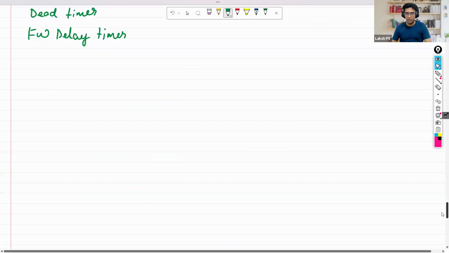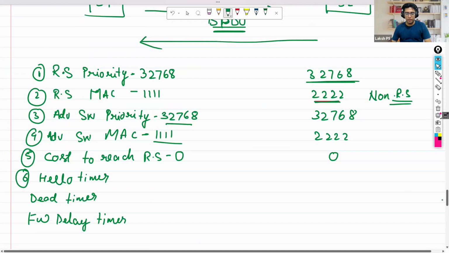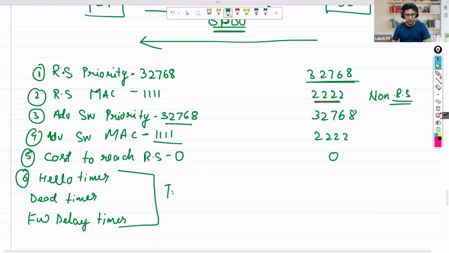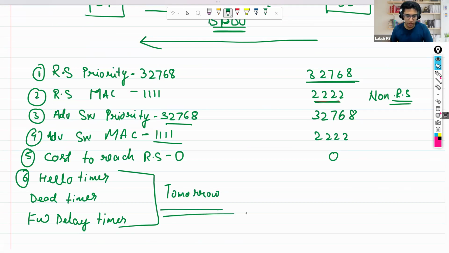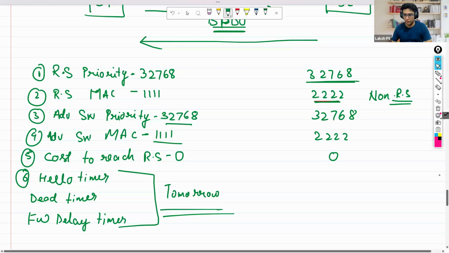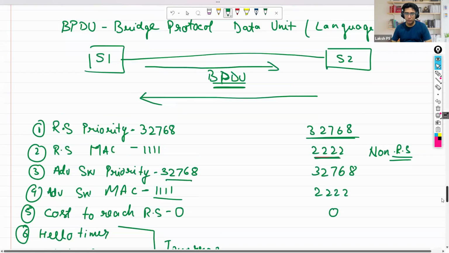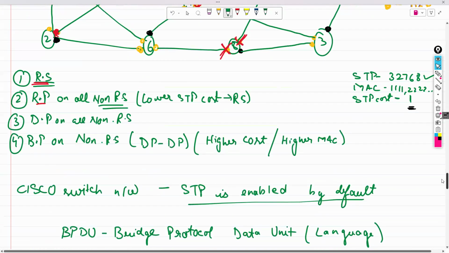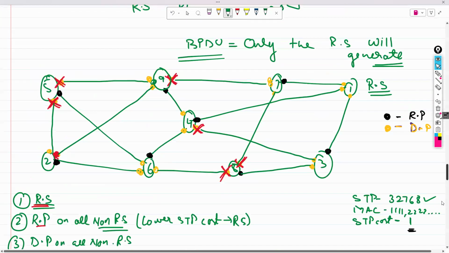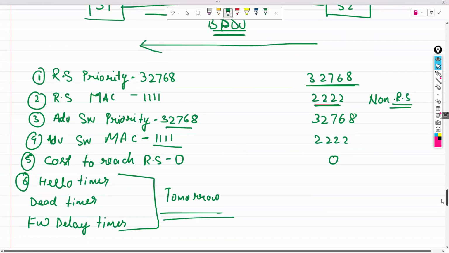Okay, it's already 11:30. As I said, we'll discuss this timer tomorrow, and then we'll continue the spanning tree discussion. Any questions till here for today's class? Yes, it is clear, after seeing the lab it is clear.